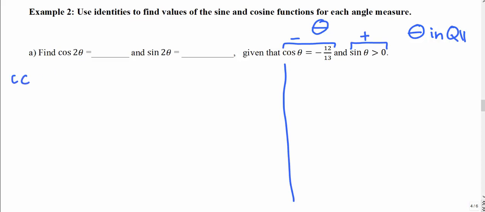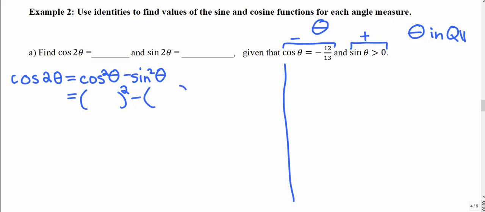Well, we need to use one of our double angle identities. We can use any of the cosine double angle identities. We have 3 of them to choose from. You can choose any of the 3. All 3 of them will work. I'm going to choose cosine squared theta minus sine squared theta. If I know what cosine and sine of theta are, then I can plug them into this formula and then solve for cosine of 2 theta. So we need to know what cosine theta is, square it, subtract from that sine theta, and square it.